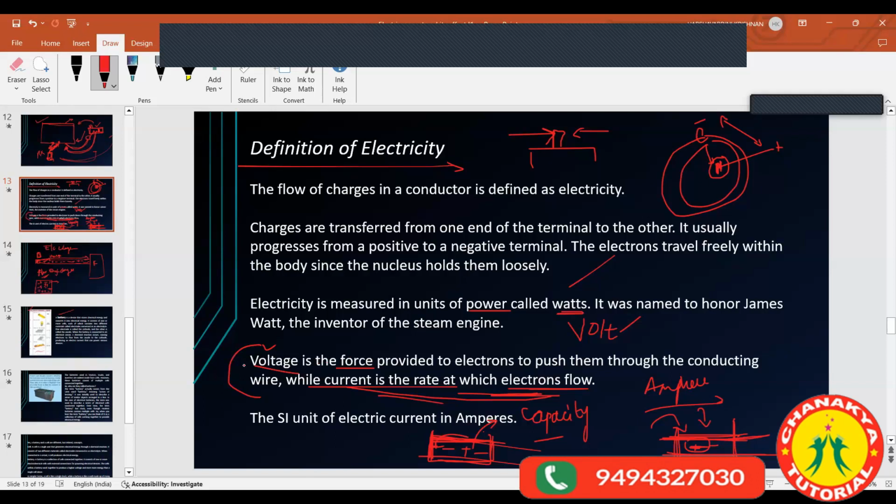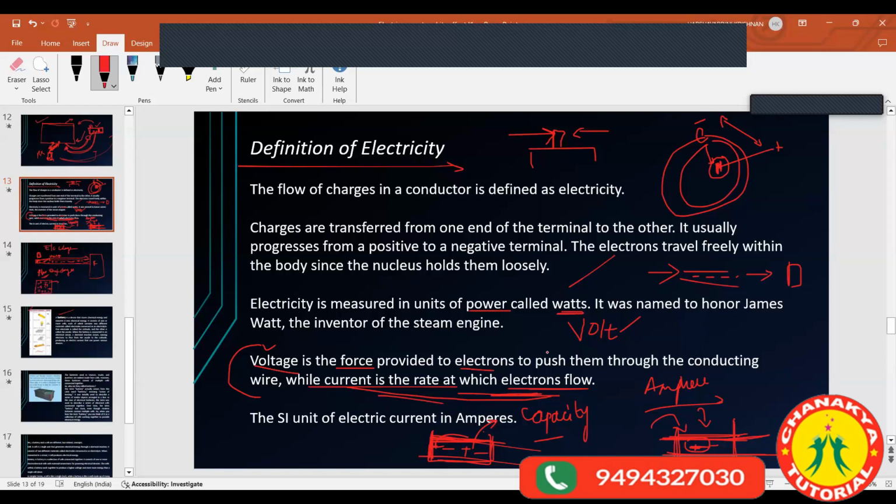So simply if you read the line, you will understand voltage is the force provided to electrons to push them through the conducting wire. Usually the conducting wire is there, electrons are there, and I'm giving some force so that they can go in this direction towards the appliances. To drive the electrons, one force is required, and that force is provided by the voltage. The force itself is called voltage. Yes, correct.